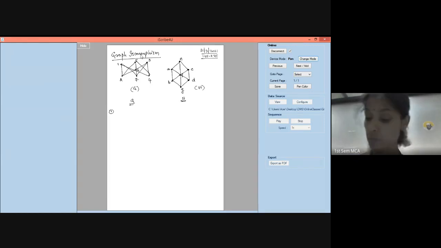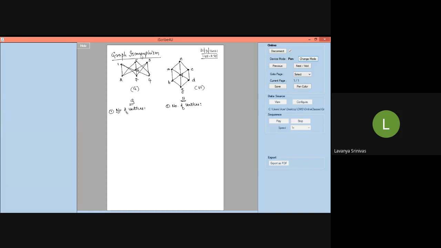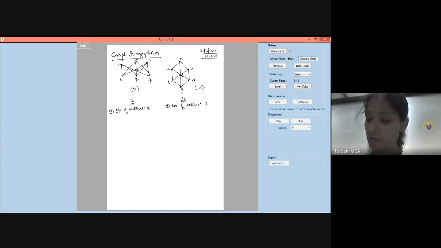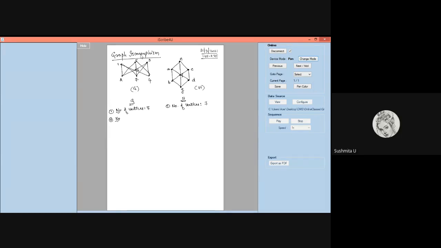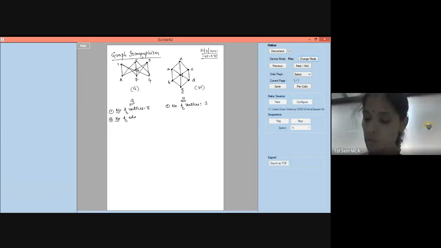What is our first property? We have to find out the number of vertices. That is our first property that we have to check. Can you count and tell me the number of vertices? Six? Who said six? It is seven. Yeah, seven. Both sides, seven are there.